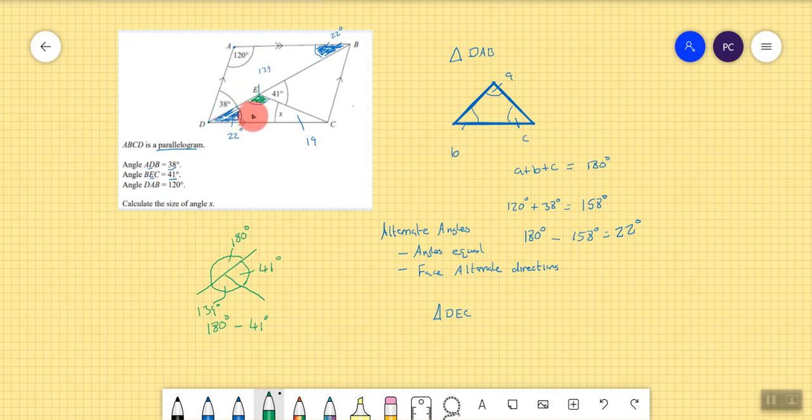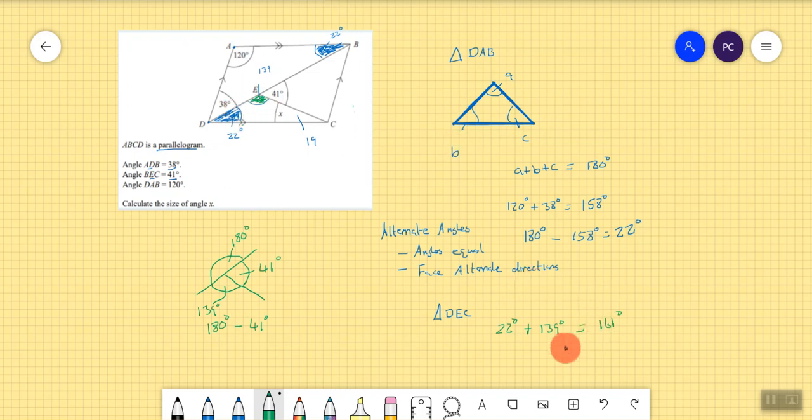Then we can work out what x is. Remember the rule: the three angles in a triangle have to add up to 180. So you have 22 degrees coming from here, and you have 139 degrees coming from up here. If we add those two together, 22 plus 139 is equal to 161 degrees.